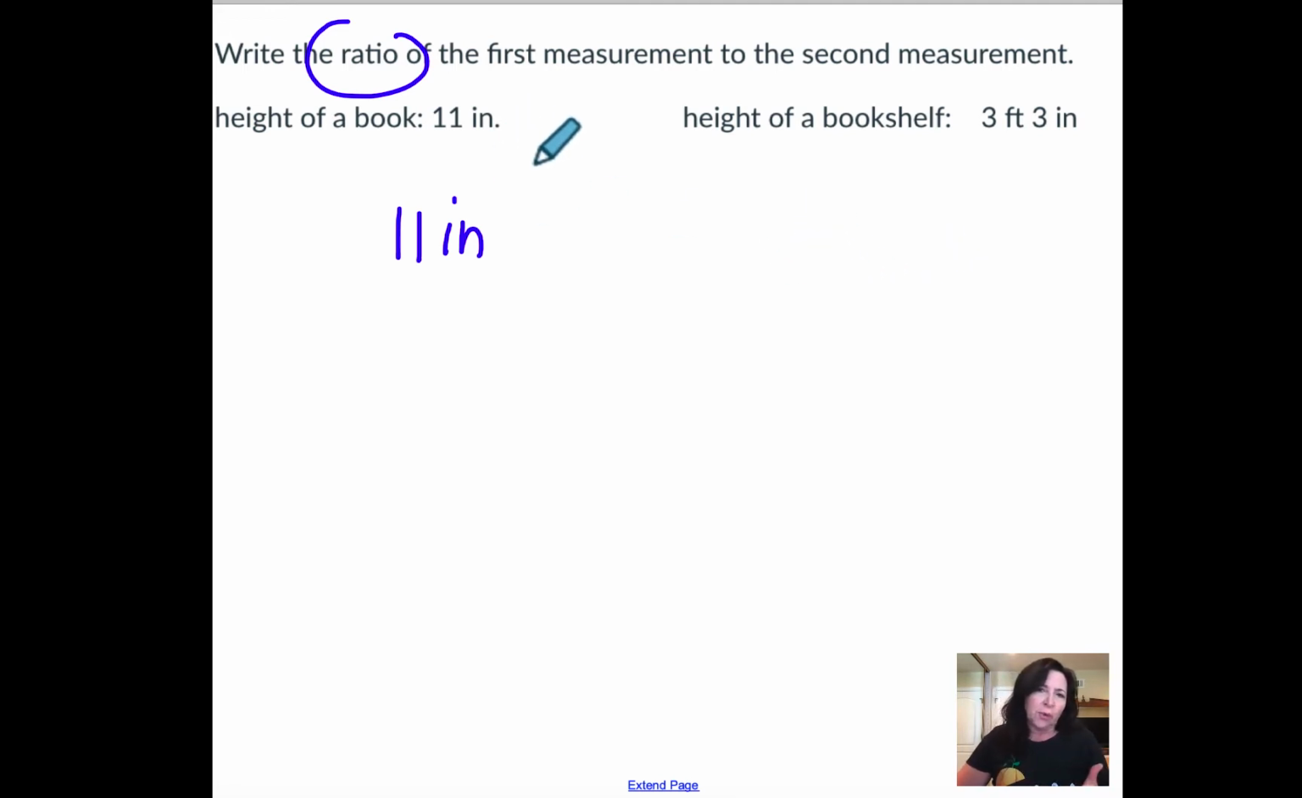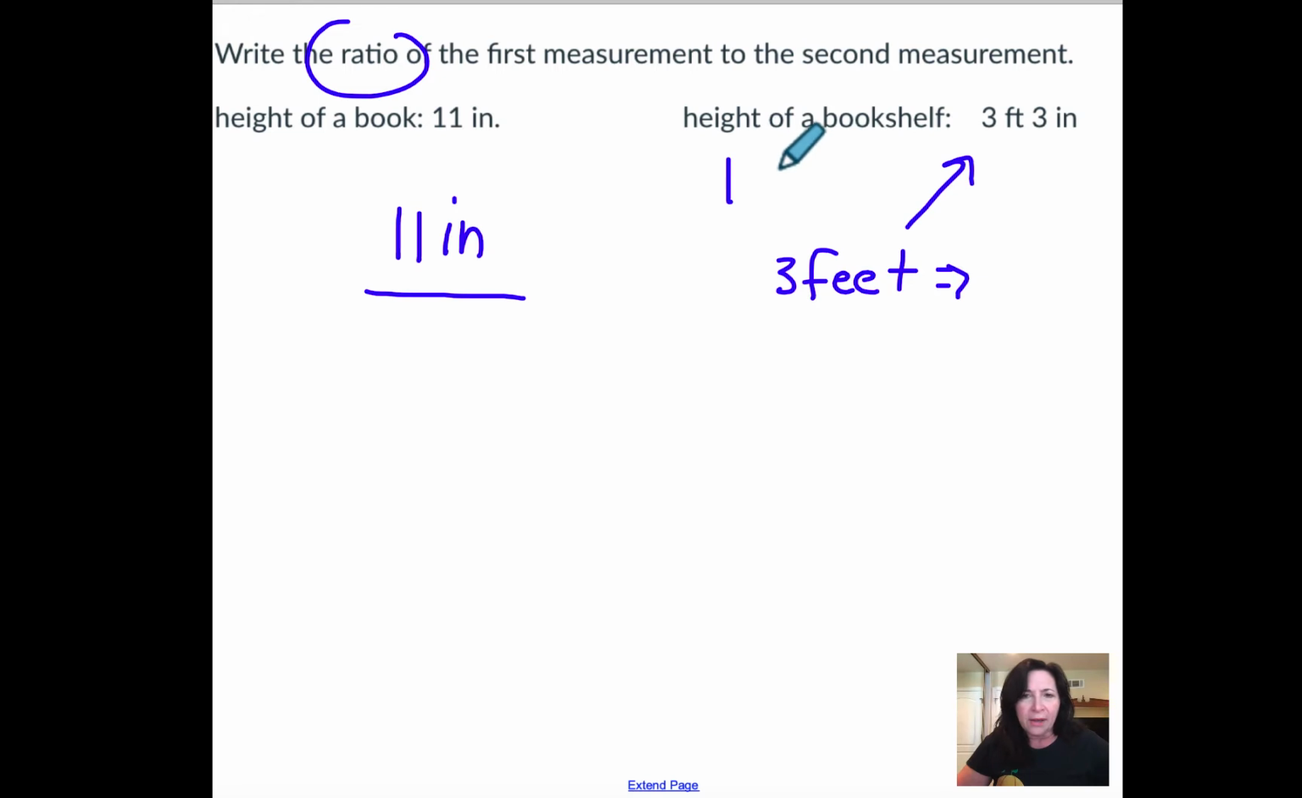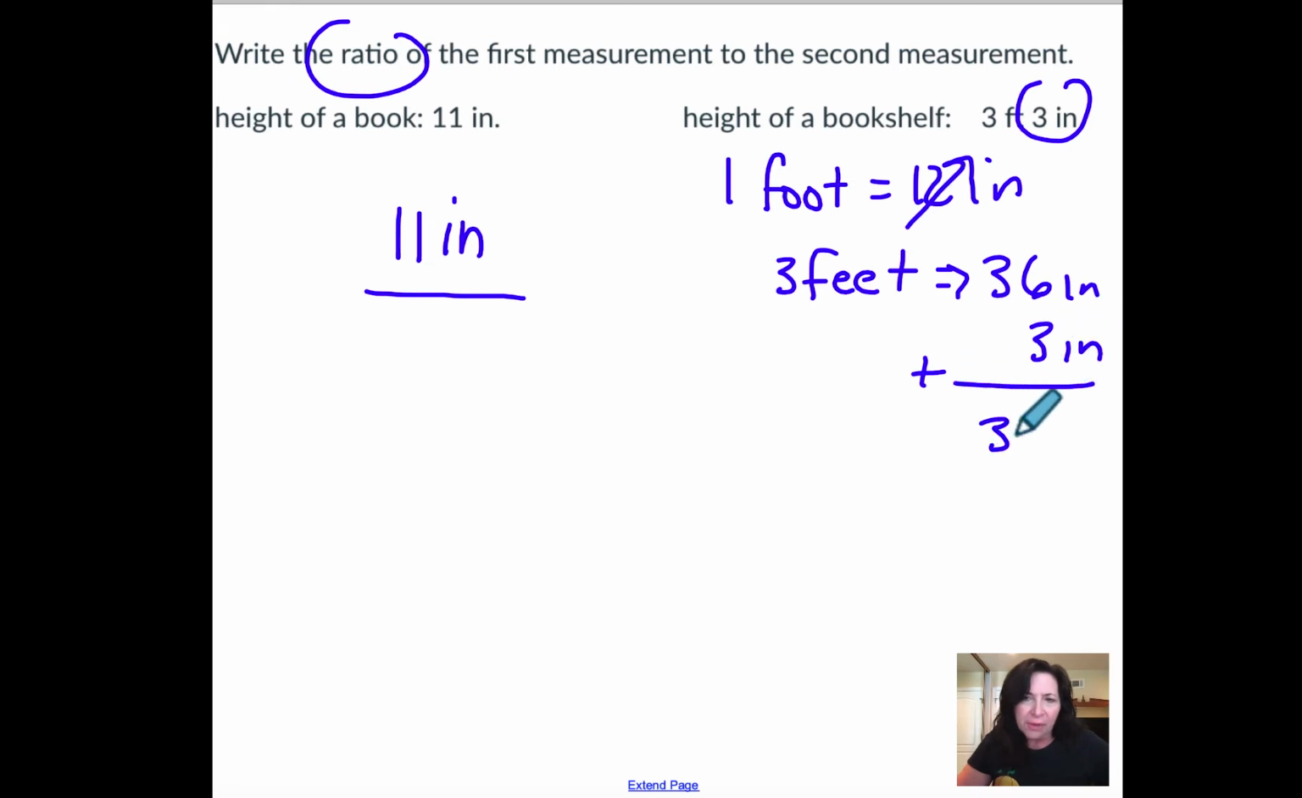So in this case, we're either going to change 11 to feet, which is not as easy, but not impossible, or we're going to change everything to inches. So I'm choosing inches. So 11 inches, and now I'm going to do 3 feet. 3 feet is going to change to, because 1 foot is equal to 12 inches, so if I have 3 feet, that's going to be 36 inches. Now I'm going to add on an additional 3 inches. And so that's going to be 39 inches.